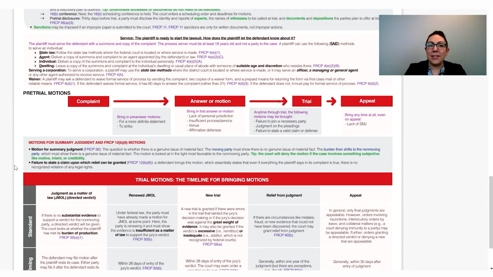So these could be considered pre-trial motions. Any time before the trial, the parties could file a motion for summary judgment, asking for a ruling on the pleadings, or failure to state a claim.